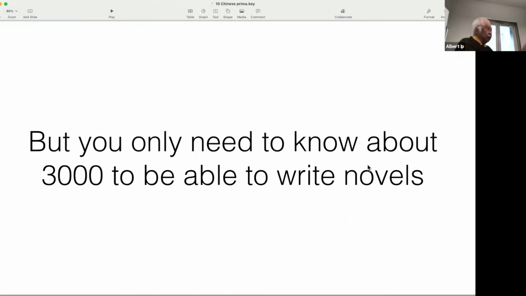How large is our English vocabulary? Anyone? Yeah, in terms of words, how large is our working vocabulary? 20,000, maybe 30,000. If you are a good writer, you may be looking at 40,000, 50,000. Right? So it's a similar number of characters, but for normal use, 3,000 is enough. If 3,000 is enough, it is pretty easy to learn.